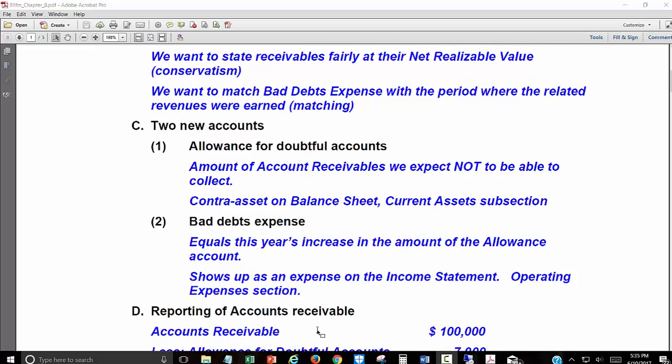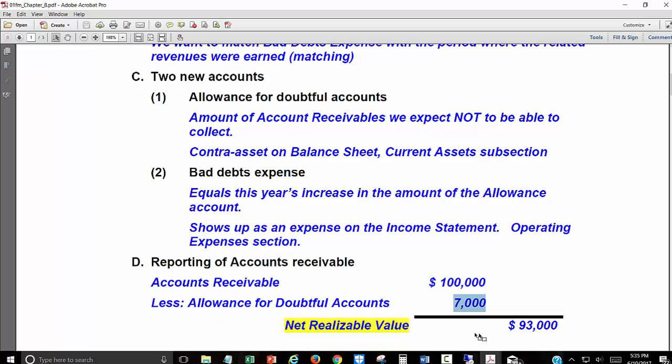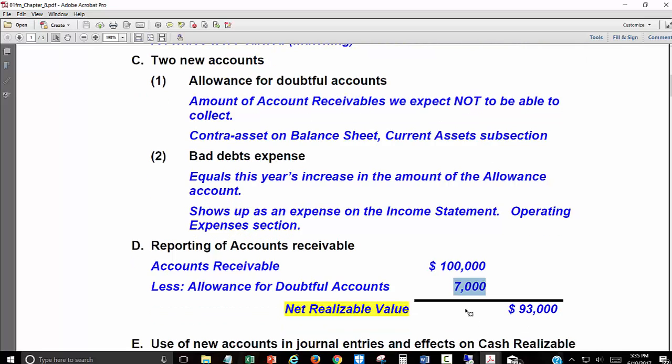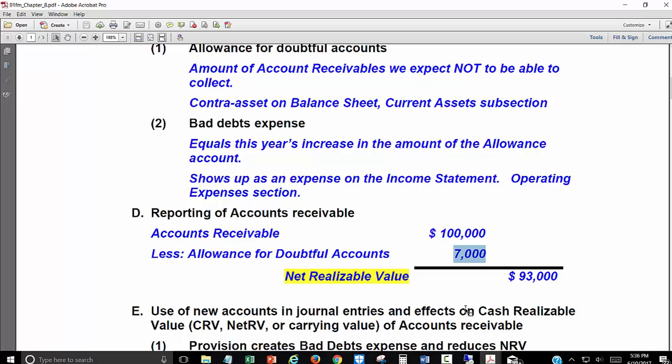We report accounts receivable, as mentioned, on the balance sheet in the current assets section as an asset, and the related contra account, allowance for doubtful accounts, gets subtracted from it to yield net realizable or cash realizable value, like shown in this example. Several important things to note about accounts receivable, and these are easy targets to anticipate in an exam in terms of popping up as a multiple choice question.